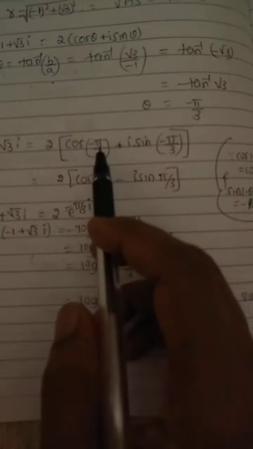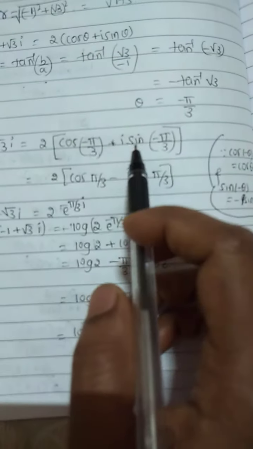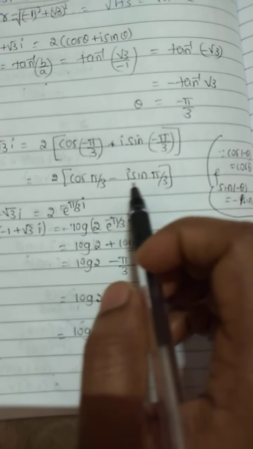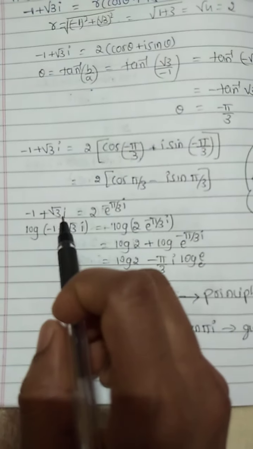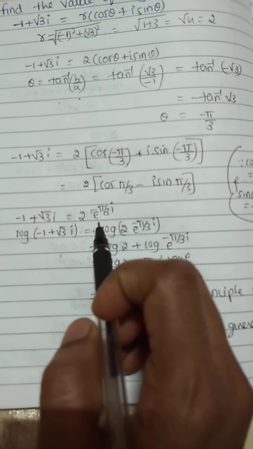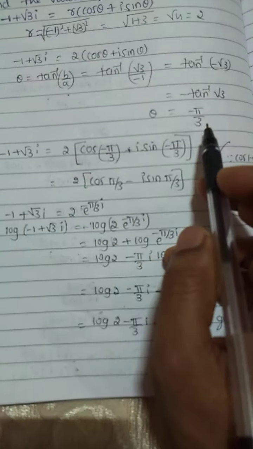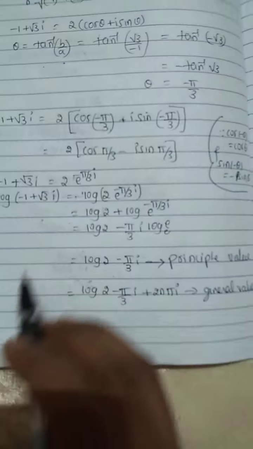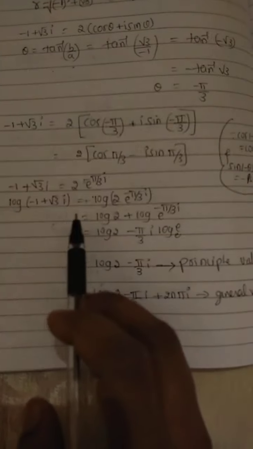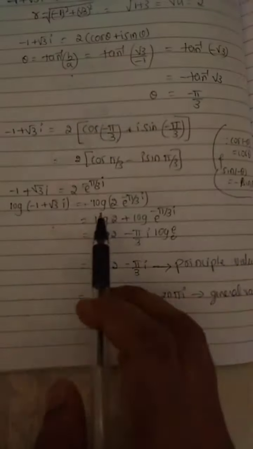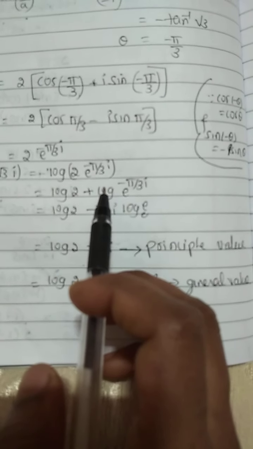2 cos of minus theta is cos theta, so cos pi by 3, plus i sin of minus theta is minus i sin theta, minus i sin of pi by 3. Minus 1 plus root 3i equals 2 into e power i theta, which is 2 into e power minus pi by 3 i. Take log on both sides: log of minus 1 plus root 3i equals log of 2 into e power minus pi by 3 i.